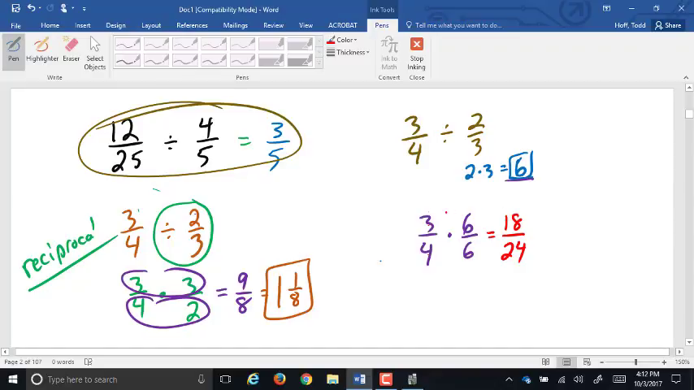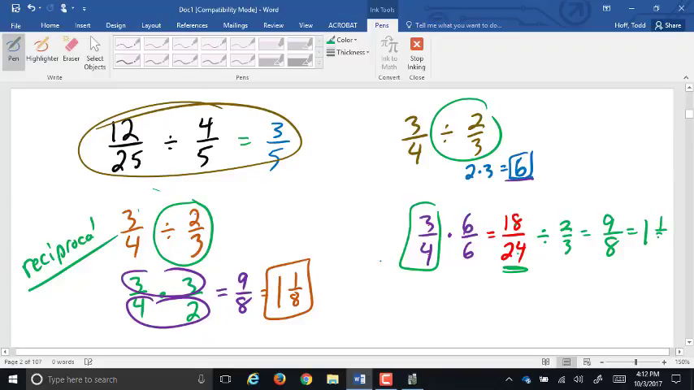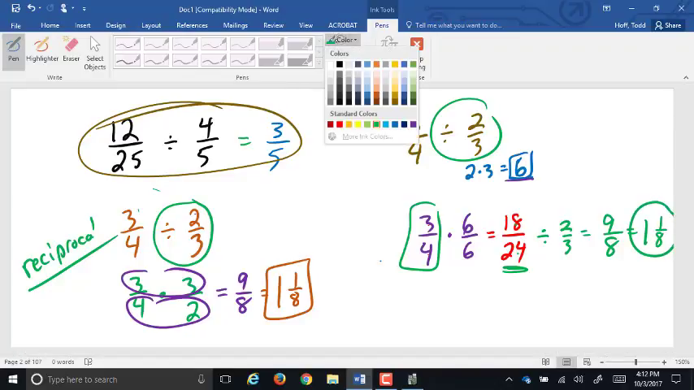24. Now, 3/4 and 18 over 24 are identical. They're the exact same value. We've just changed its appearance. So now we divide by the 2/3. 18 divided by 2 is 9. 24 divided by 3 is 8. That's 9/8, or 1 1/8.